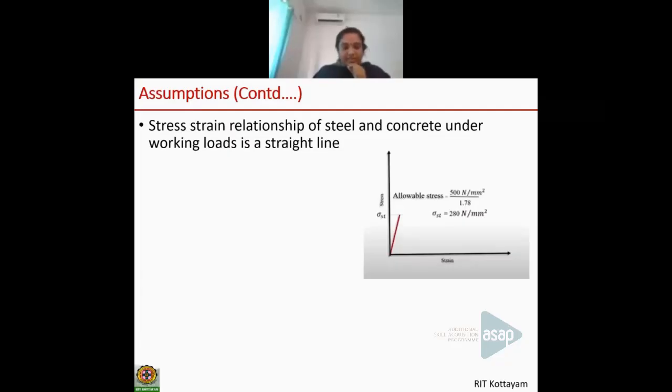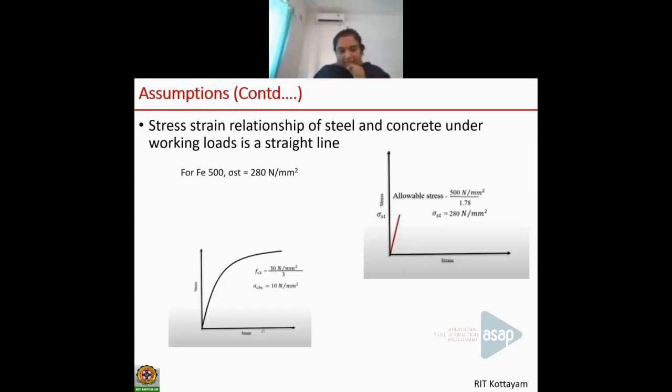Now, if you take the case of concrete, this is the typical stress strain diagram for M30 grade concrete. So fck implies the top point. Then we also apply a factor of safety of 3, so that it again comes back to a linear relationship like this. So we will get the allowable compressive stress in concrete as 30 Newton per millimeter square for a normal M30 grade concrete. So I think this is the stress strain relationship under the working load as a straight line.